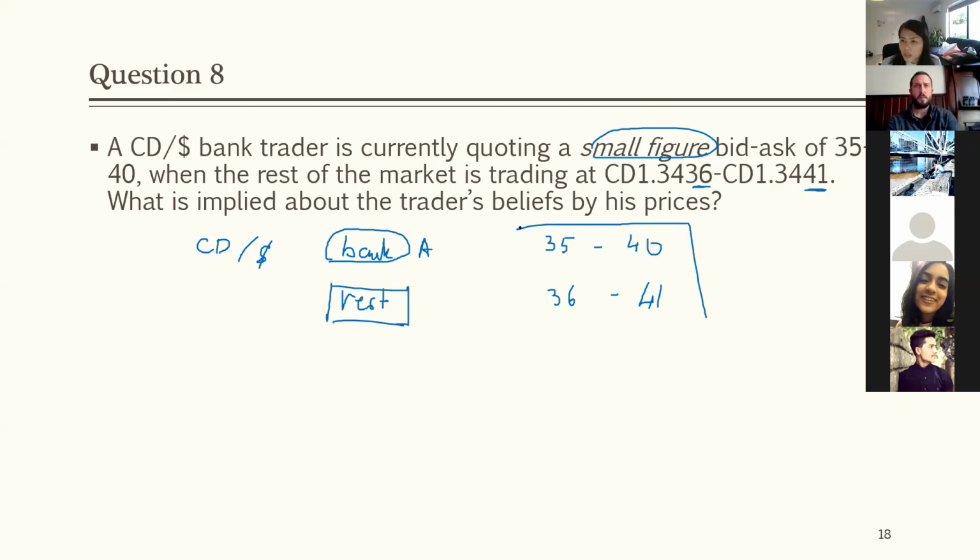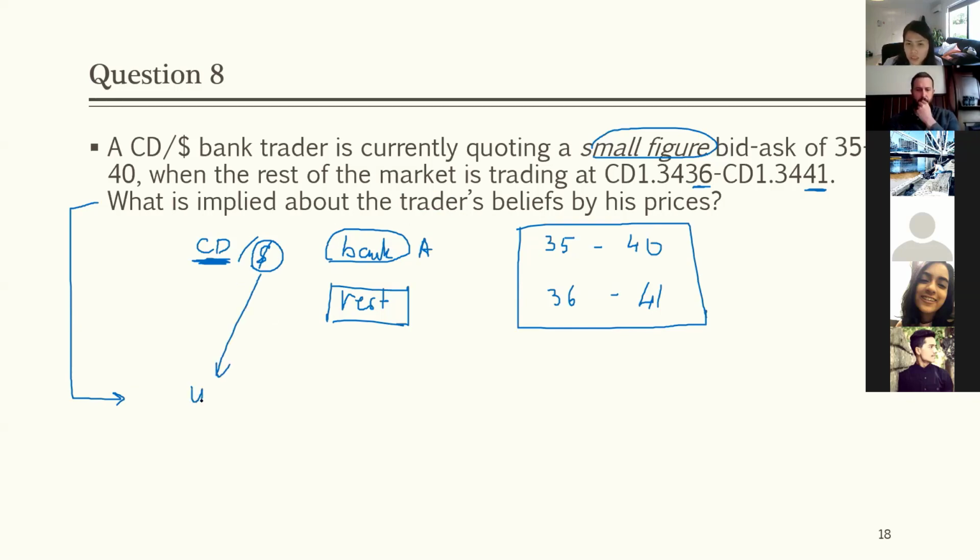So before we answer the question, I just want to emphasize that these quotes are the prices of the dollar in the Canadian dollar. Okay. So if I rephrase this question, it's asking us what is the bank's expectation about the value of the USD in the future. Okay. So where does the bank think the USD will go by putting up this quote? Okay.